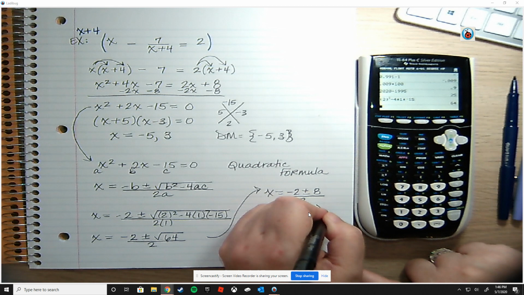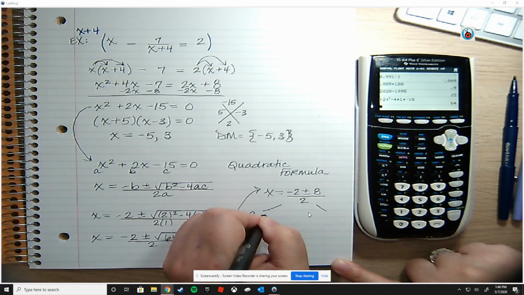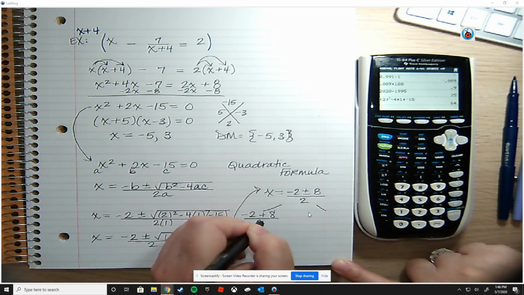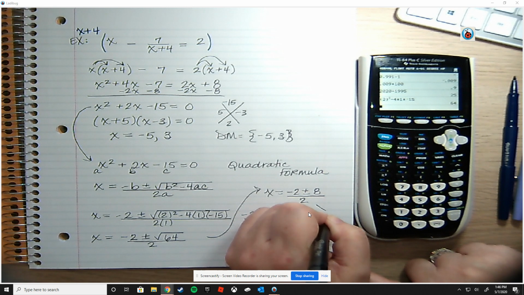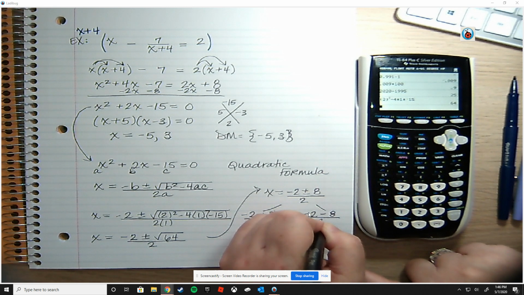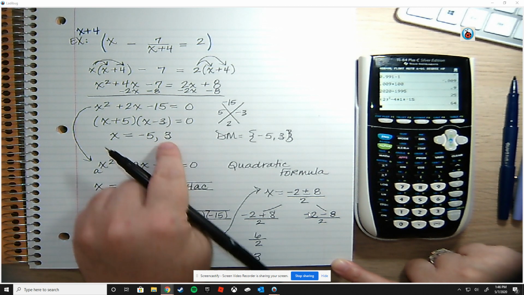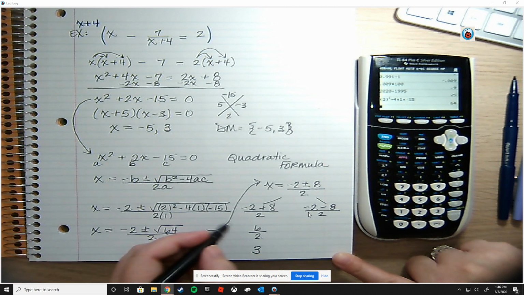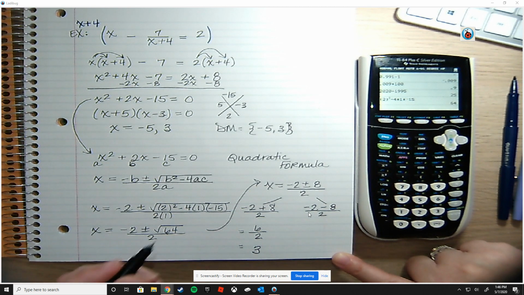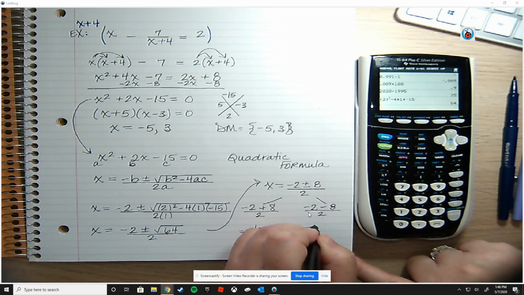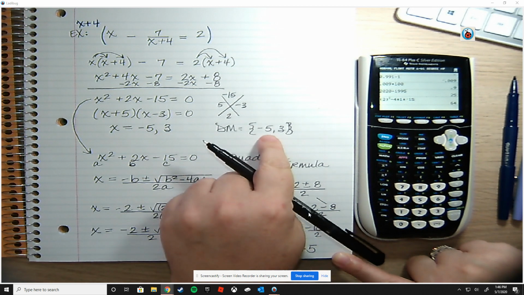That gives me 2 answers: negative 2 plus 8 divided by 2, and negative 2 minus 8 divided by 2. Negative 2 plus 8 is 6 over 2, which is 3. That's good, the same answer that I got here. Negative 2 minus 8 is negative 10 over 2, which gives me negative 5, which is my other answer here.